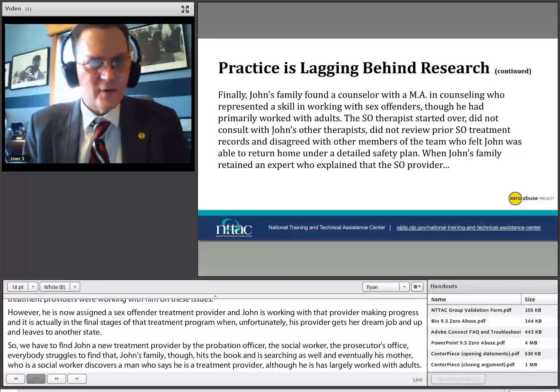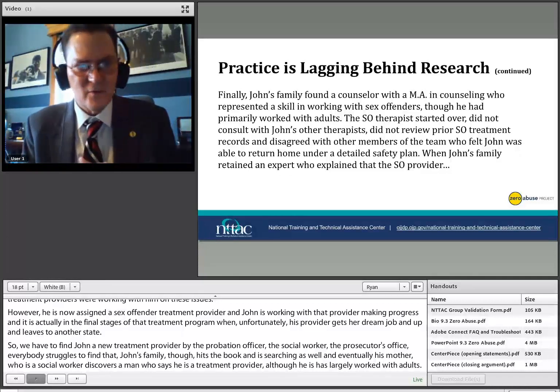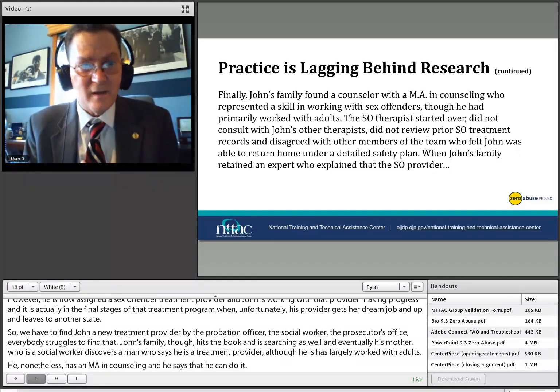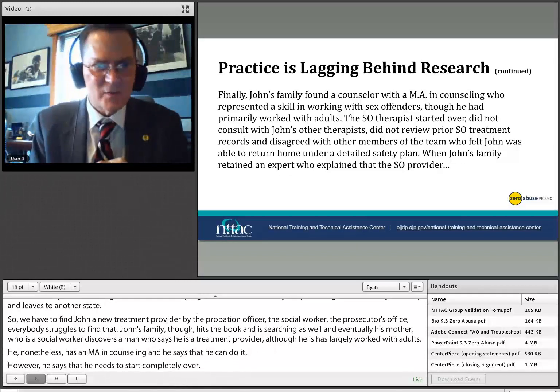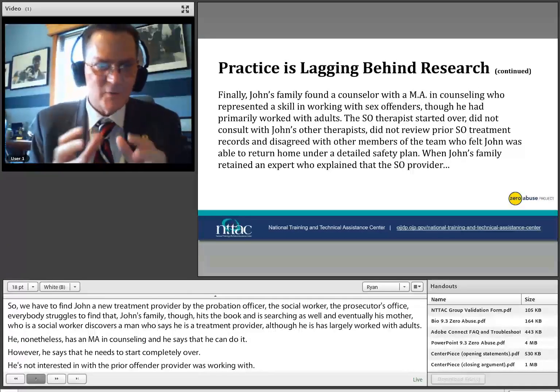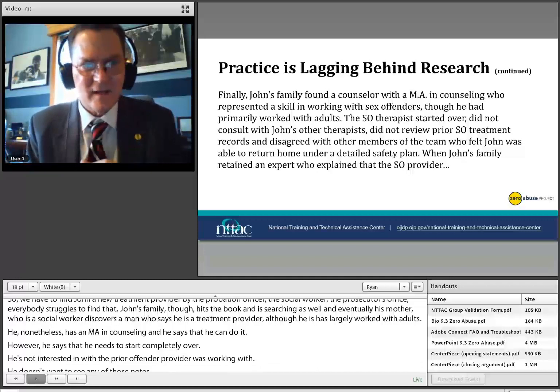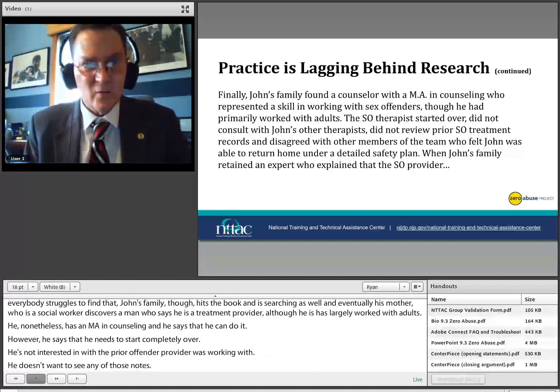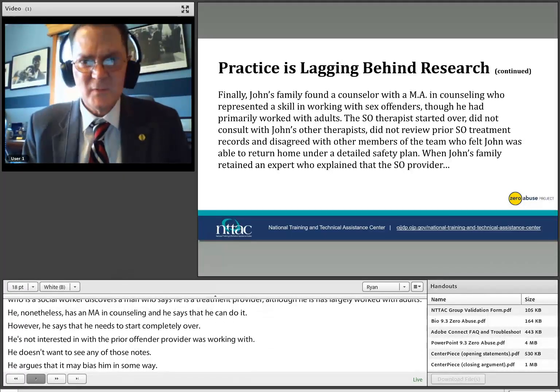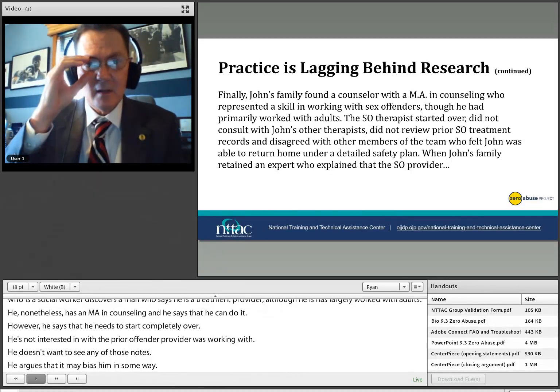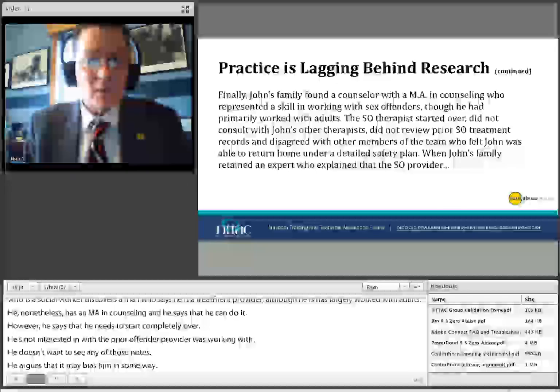However, he says that he needs to start completely over. He's not interested in what the prior provider was working with John on. He doesn't want to see any of those notes. He argues that may bias him in some way. He also says it's completely irrelevant what they may be working on in terms of his anxiety disorder or his ADHD or the problems he's having at school or the conflicts he's having with his adoptive mother. All of that, he says, is irrelevant to the issue of John acting out in sexually inappropriate ways. So he starts all over.